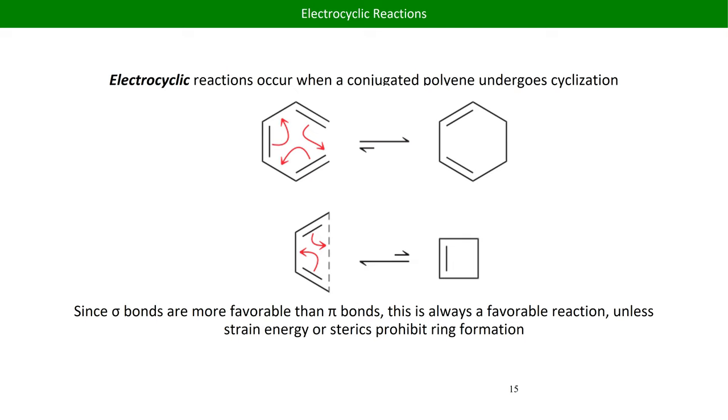And so electrocyclic reactions happen when you have a conjugated polyene, it's not always a diene now, that undergoes cyclization, which just means you make a cycle. And it can be a diene if you have conjugated dienes. 1,3-butadiene has an electrocyclic reaction that looks like cyclobutene.